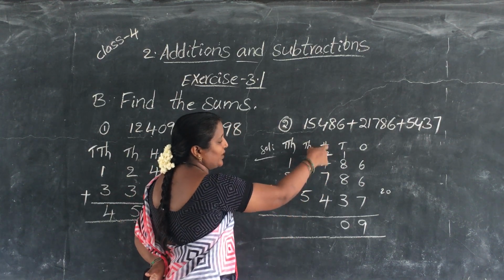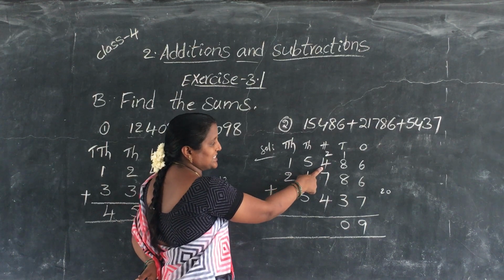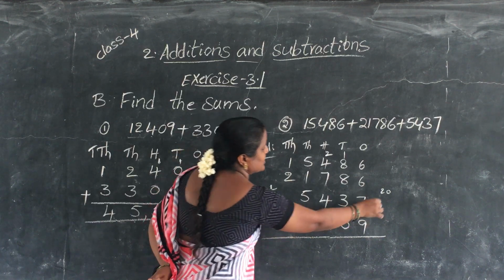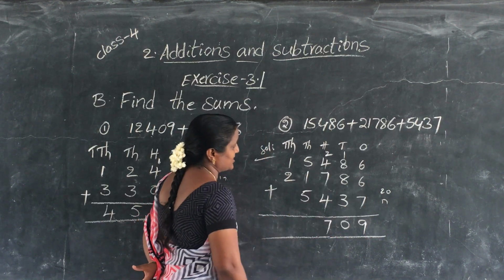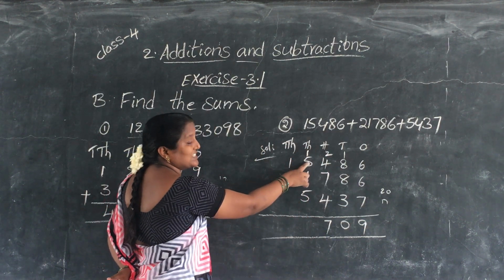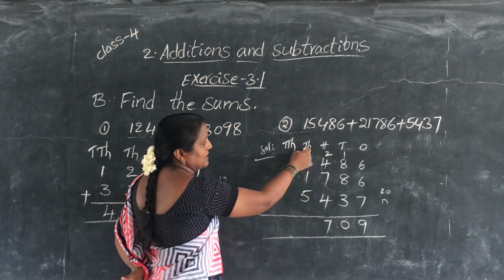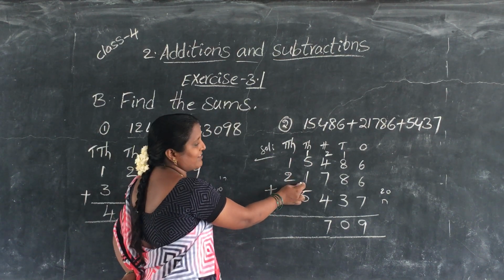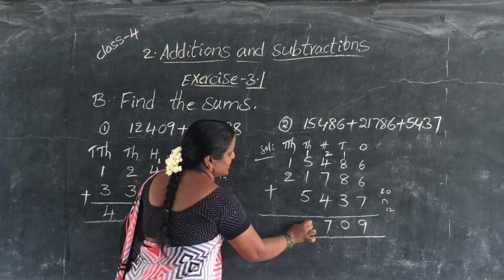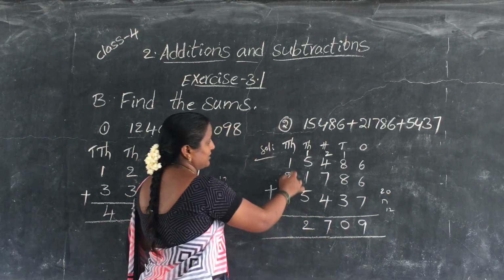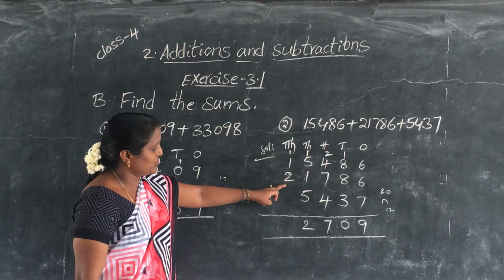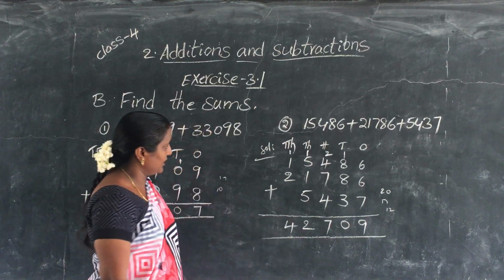Okay. Next we add the hundreds. 2 plus 4, 6. 6 plus 7, 13. 13 plus 4, 17. First we write 7 in the hundreds column. Next carry over 1,000 in the thousands place. 1 plus 5, 6. We add thousands. 6 plus 4, 10... 7 plus 5, 12. First we write 2 in the thousands column. Carry over 10,000 in the 10,000s column. 1 plus 1, 2. 2 plus 2, 4. We write 4 in the 10,000s column.